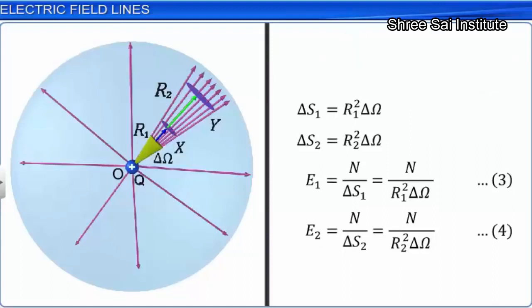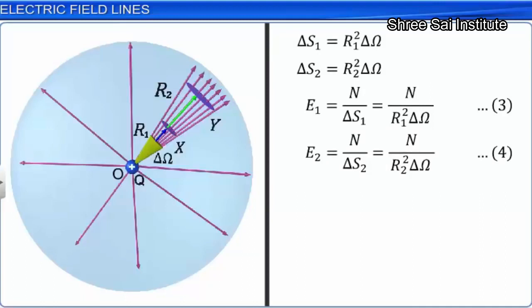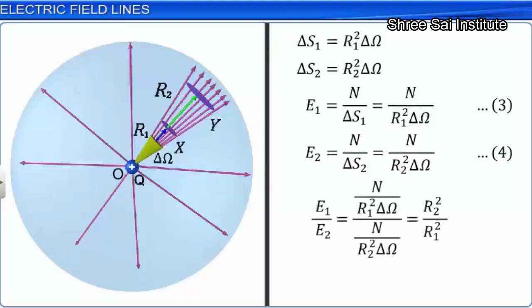If we divide equations 3 and 4, we see that the ratio of the electric field strengths at x and y is equal to r2 square by r1 square. Hence, we can conclude that the electric field strength due to a point charge varies inversely to the square of the distance from the charge. From equations 3 and 4, we see that even though the number of field lines n and the solid angle delta omega are the same at x and y, the electric field strength E, which will be equal to number of field lines per unit area, is proportional to 1 by r square, where r is the distance of the point from the charge q.